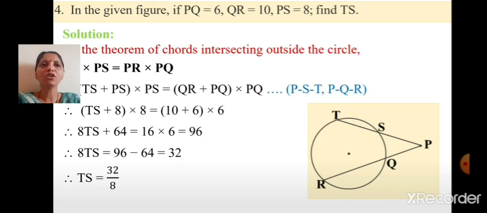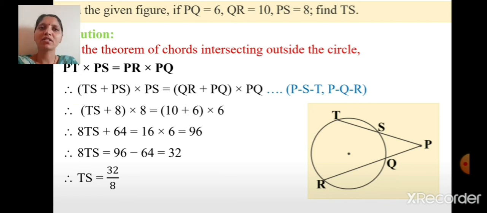Correct. Here you can use the theorem of external division of chords. Chord TS and chord RQ are intersecting each other in the exterior of the circle at point P. So you can apply the theorem of external division of chords. So you can write here, by the theorem, PT into PS is equal to PR into PQ.